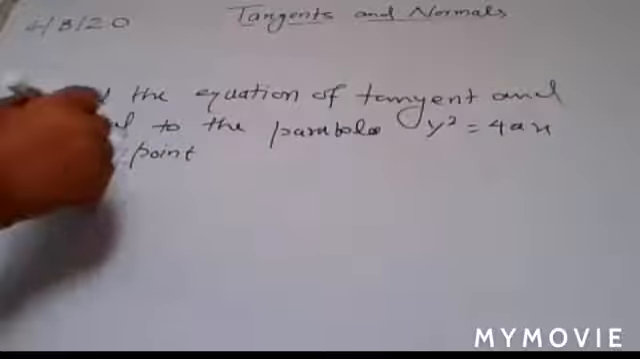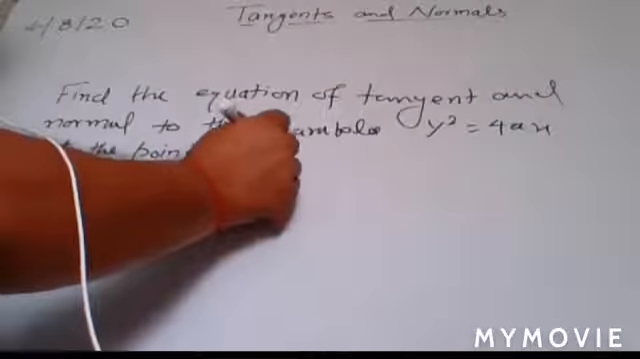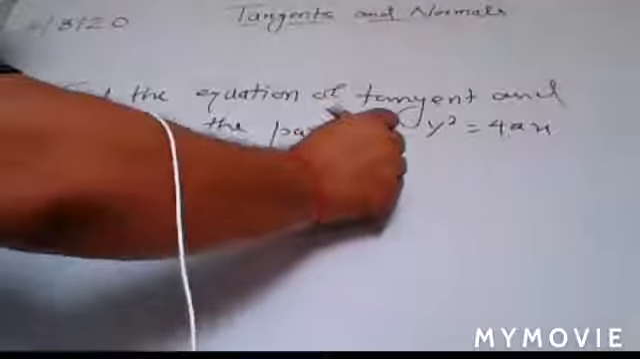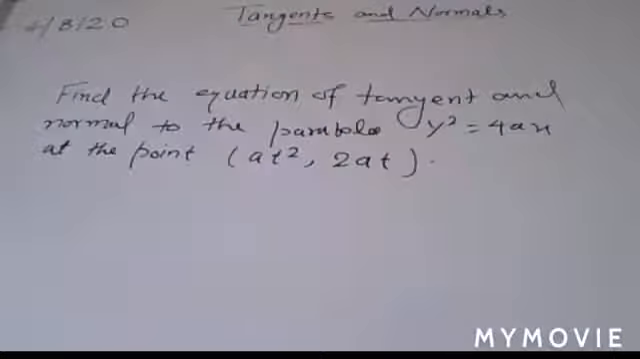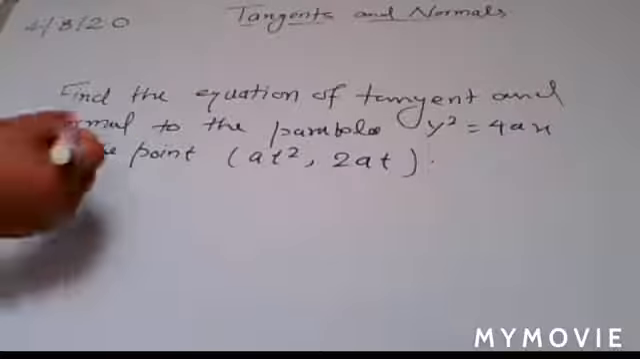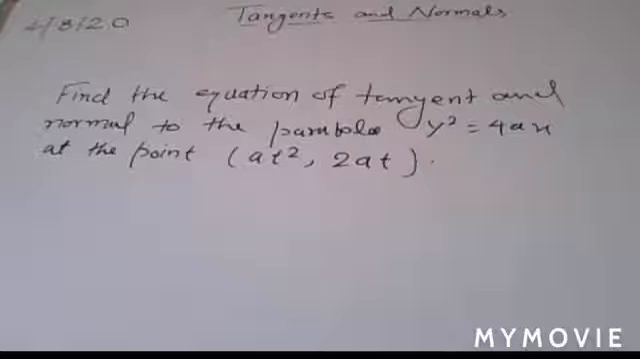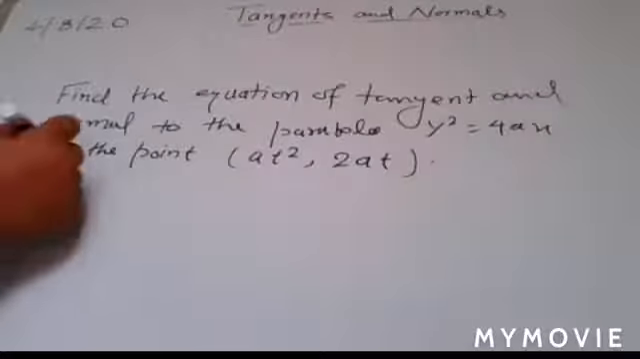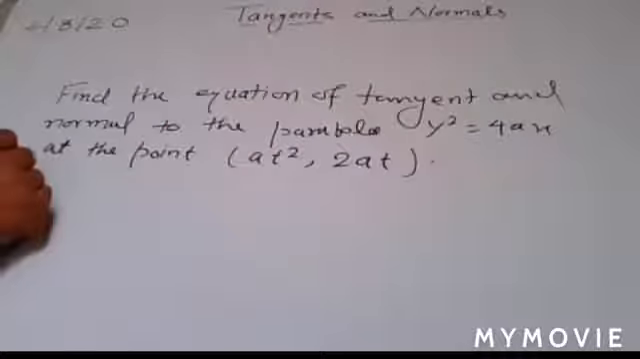at square, 2at. At square, 2at means you have to find the equation of tangent and normal at the given point on the curve, means parabola. So first of all you have to find the derivative of the given curve at the given point.